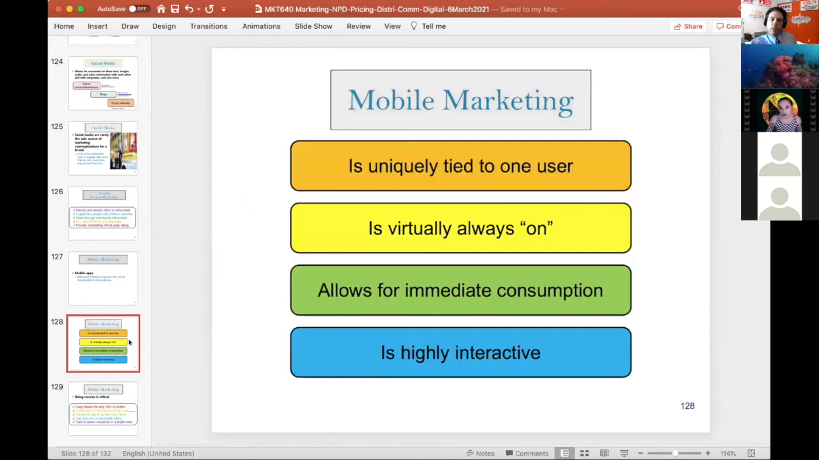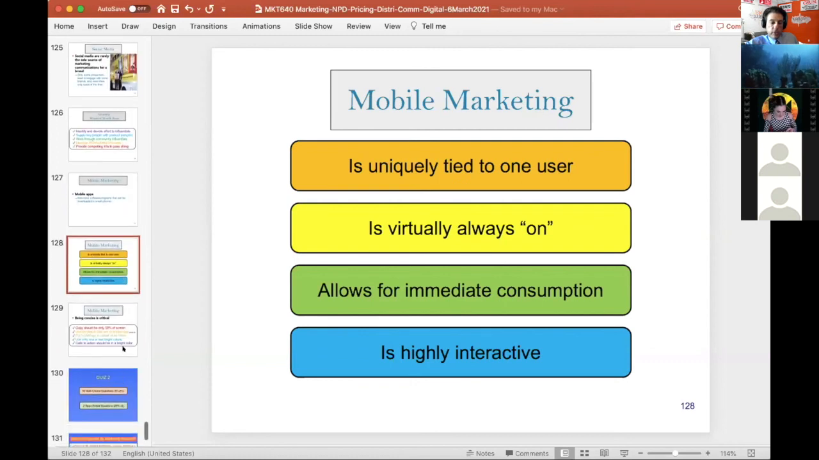So mobile marketing is great because you can make it very tailored. It's always on, so it's not like a store where you would be closed on Sunday or something like that. It gets people to buy right away, and it's very interactive where people can communicate with one another.